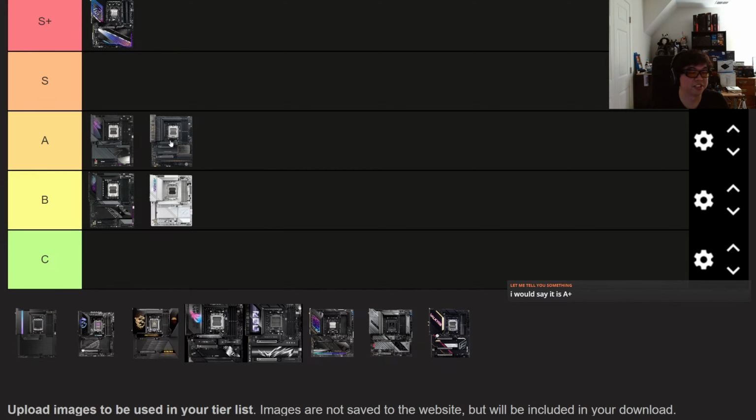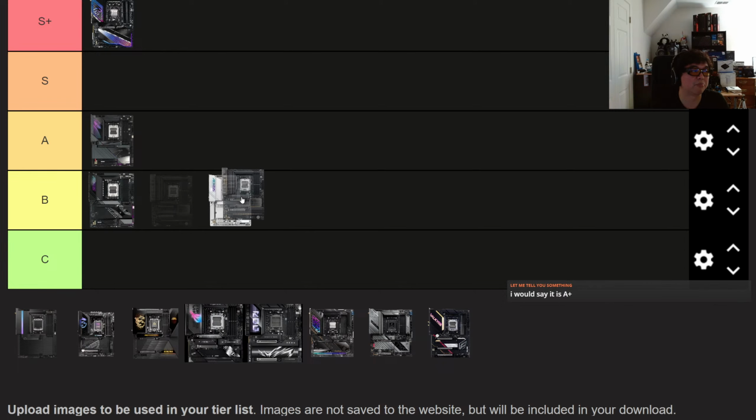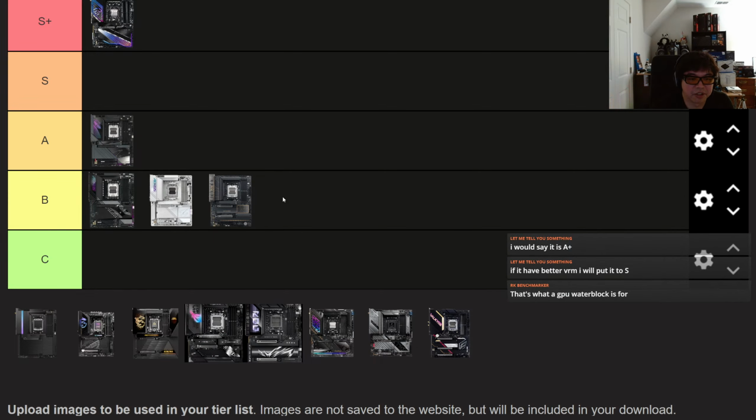So this is definitely not A+. This should be B, barely in A at best. I still think this is a B. If it has better VRM, no. There are so much better motherboards than the ProArt. There's no way. There's no way.